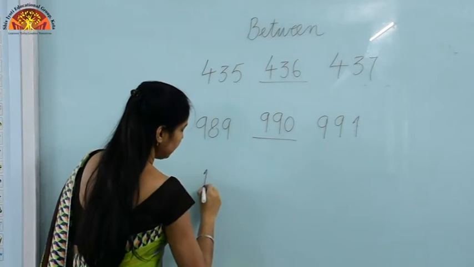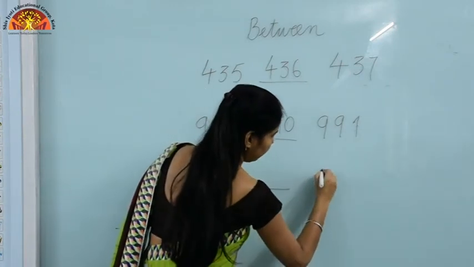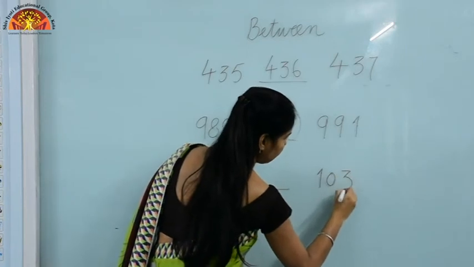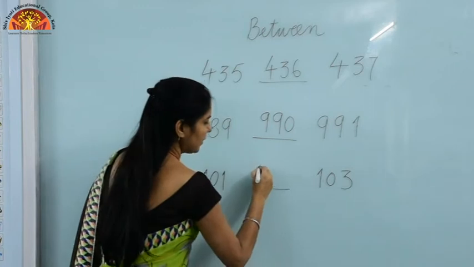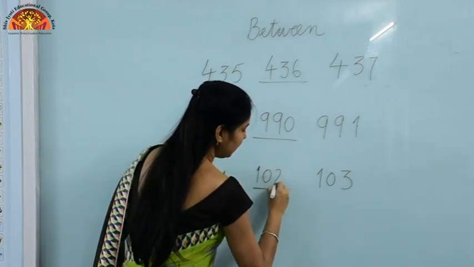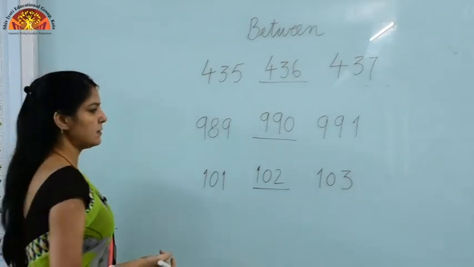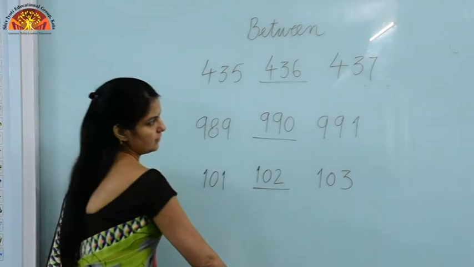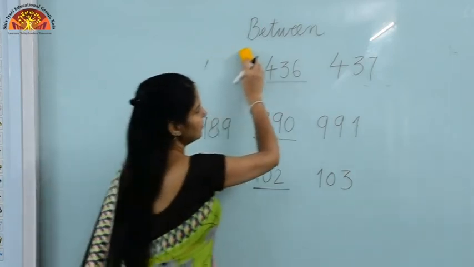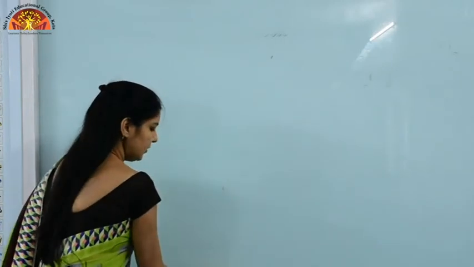Let's see one more example. 101, 103. What will come between them? 102 will come. When you speak the numbers loudly, then you can find the after, before and between numbers very easily. But you have to learn the numbers first of all. I hope you have understood. Now come to the next point.